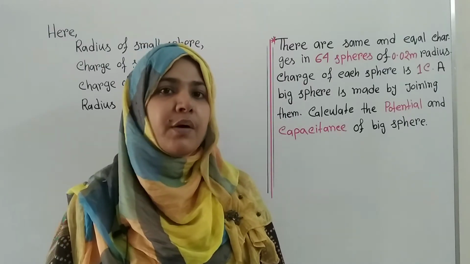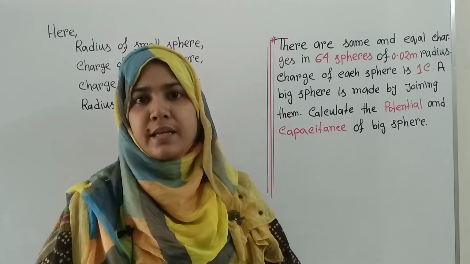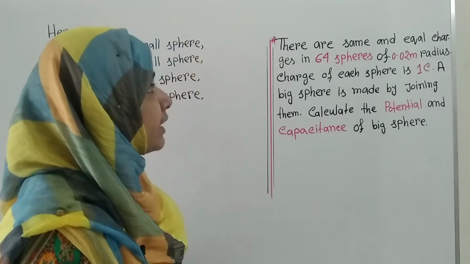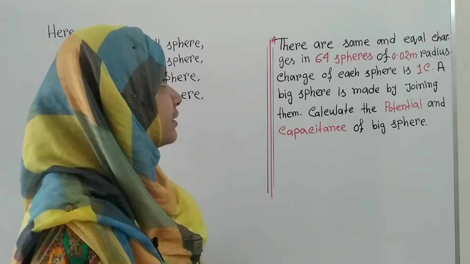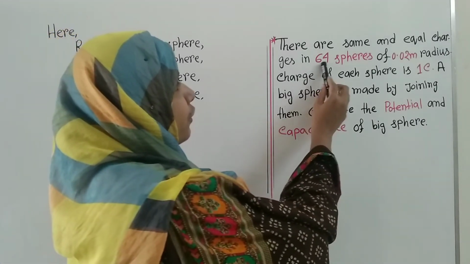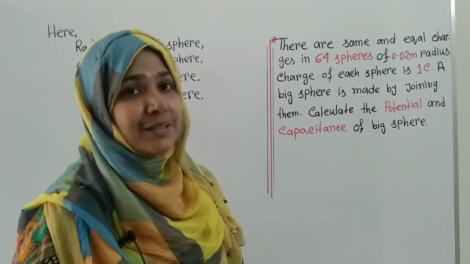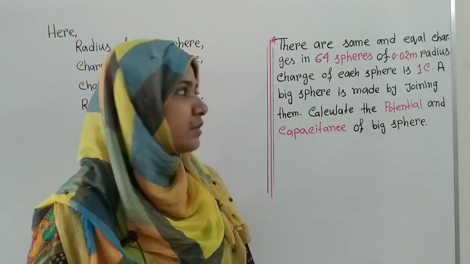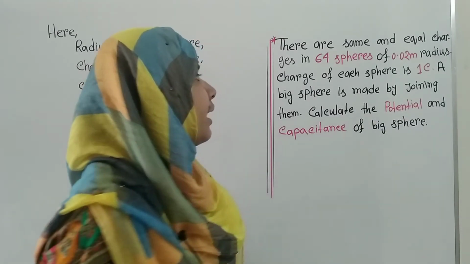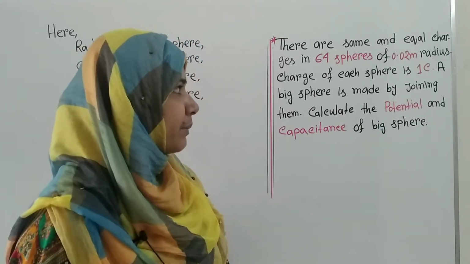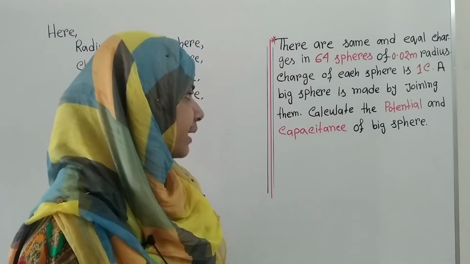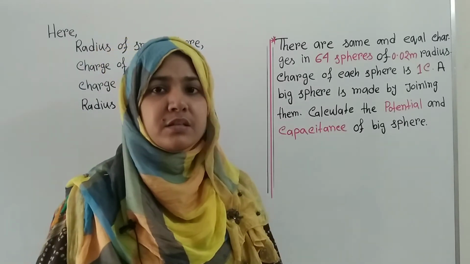Dear students, now I am going to solve a mathematical example. The question is: there are 64 spheres of equal charges and 0.02 meter radius. The charge of each sphere is 1 coulomb. A big sphere is made by joining them. Calculate the potential and capacitance of the big sphere.